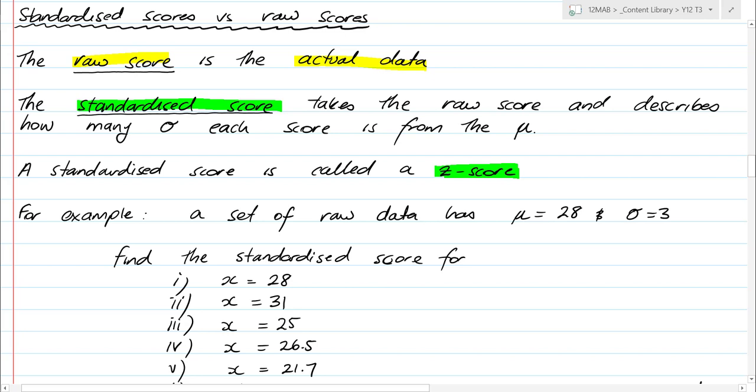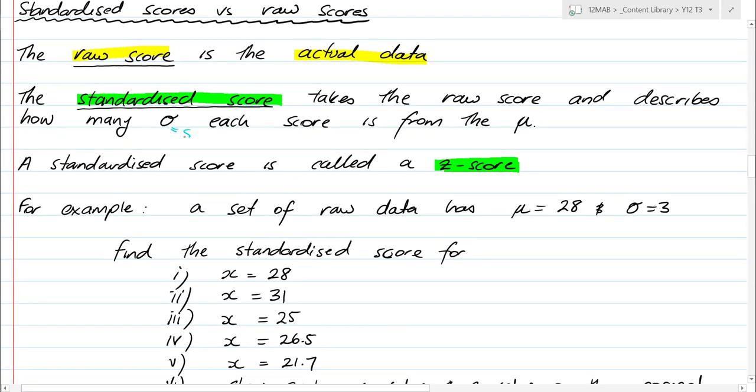You'll have to get used to that notation. Sigma is standard deviation, mu is mean. Let me make that little note here in case you haven't written that down. This is equal to SD, and this is equal to X bar, or the mean. And of course the standardised score is called a Z score. And I've got an example here, but I'll give you a bit of time to write that down before I run through the example.